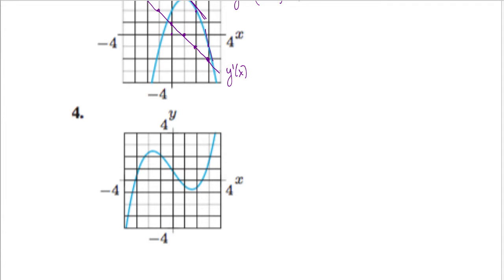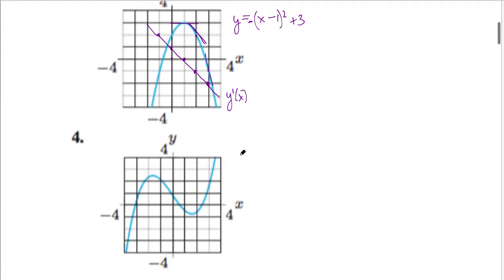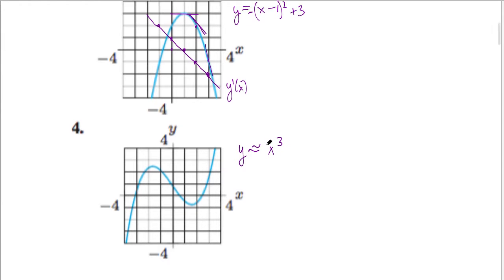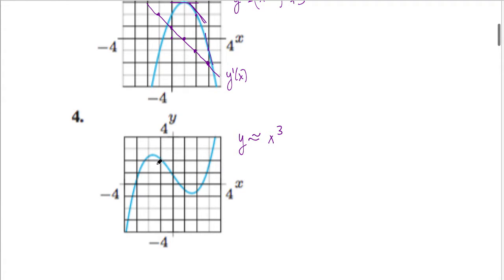For question 4, however, we have something that looks like it is a cubic function. And hopefully we recognize cubic functions. This one is something like x cubed. So when we look at a bunch of different points and the tangent lines, right here we would have a tangent line that is horizontal, and here we would have a tangent line that's horizontal. So if we plot y prime of x, at those 2 points, the value for y prime should be 0. So we'll start with those 2 points.